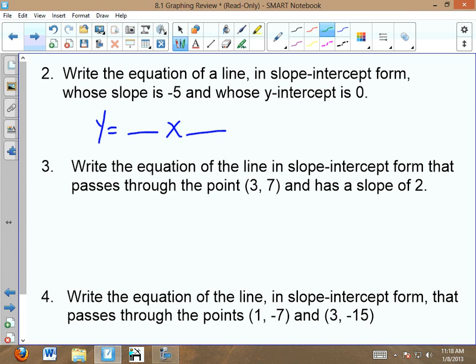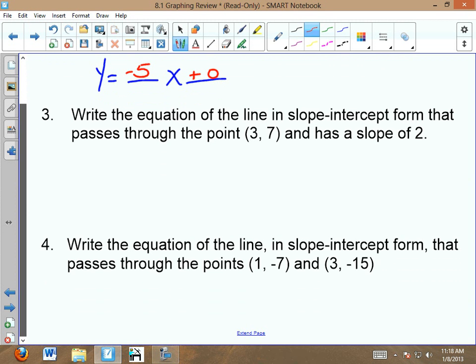Y equals blank x blank. Lorenzo, what goes in my first blank? -5. What goes in my second blank? Anybody, what goes in my second blank? +0. Okay, +0, or I could just leave it blank, couldn't I? Y equals -5x would be fine too.